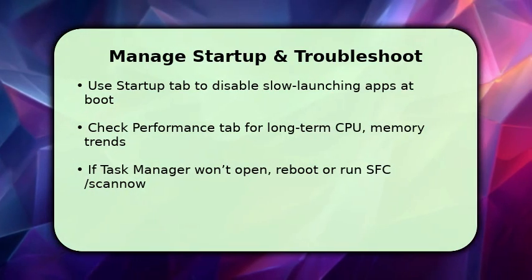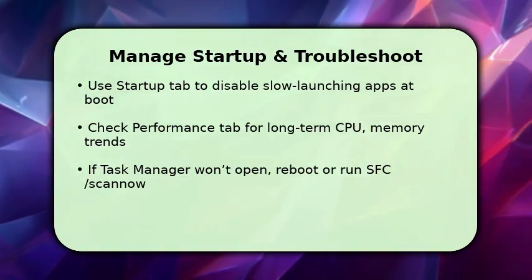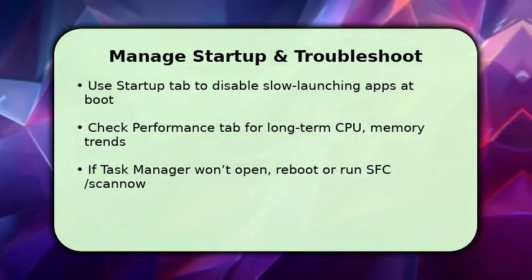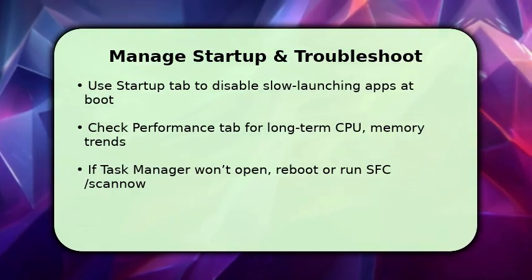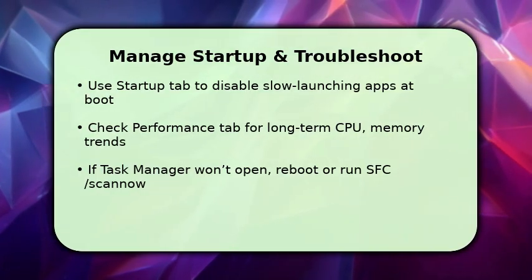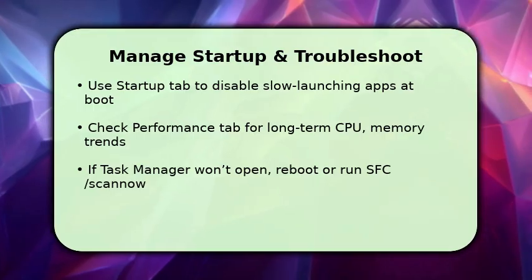To complete the cleanup, switch to the Startup tab and disable programs that slow boot time. Select an app and click Disable. Then view the Performance tab to confirm CPU, memory, and disk behavior after changes, which tells you whether your actions helped. If Task Manager refuses to open, reboot first.